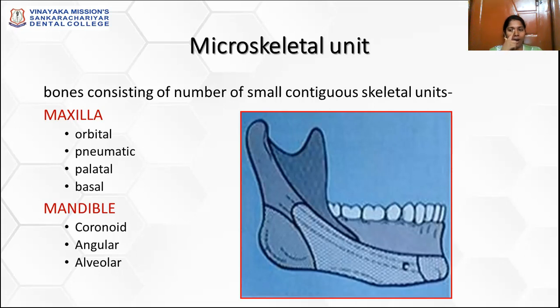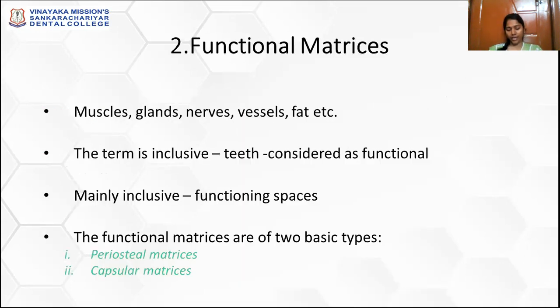What about the orbital part? The orbital part of maxilla contributes to your vision, the orbital capsule. Pneumatic part is contributing to your respiration. Parietal part is your speech, respiration as well as mastication. Likewise, basal part is guiding your nerves and protecting your brain case. So it is based further on the function. Likewise, your mandible has been divided into your coronoid part, angular mandible, and the alveolar portion. So they have their individual functions again, and they have their individual role.